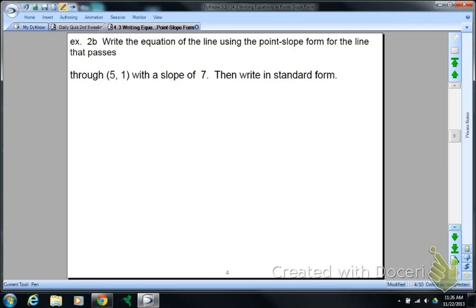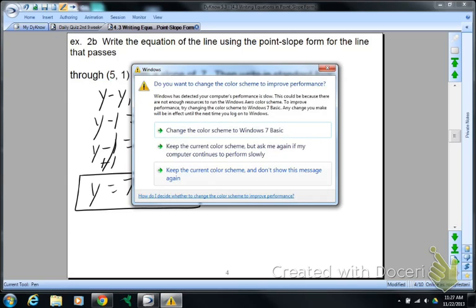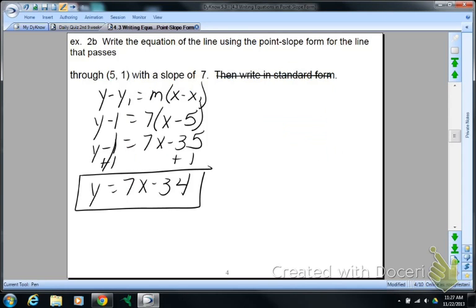Okay, example 2b. Write the equation of the line using the point slope form of the line that passes through (5, 1) with a slope of 7. And again, we're going to skip the standard form part today. So I'm going to give y'all a minute to do it yourself. Okay, so you got y equals 7x minus 34. Did anyone get something different? Okay.